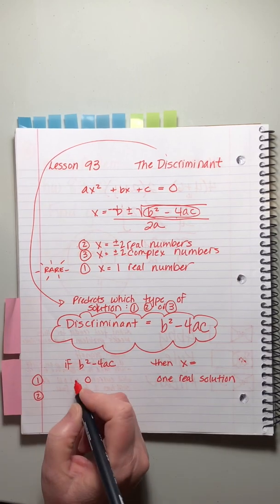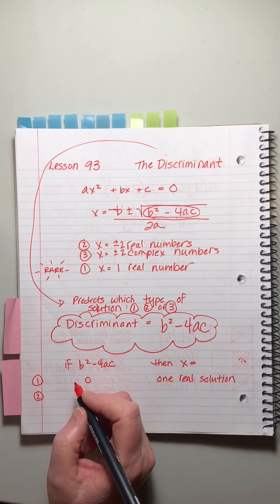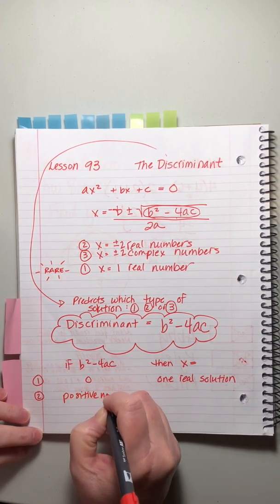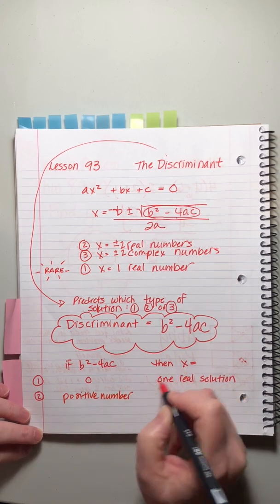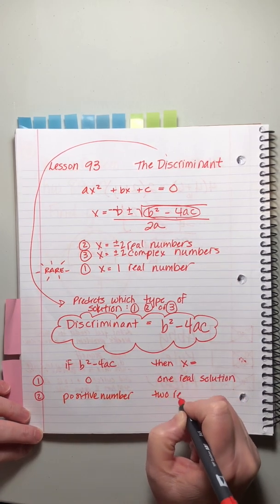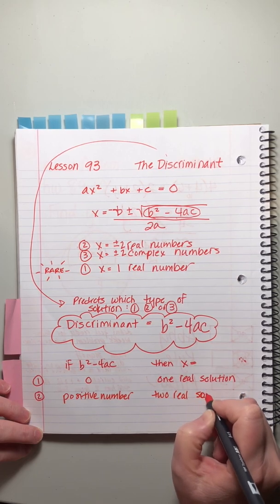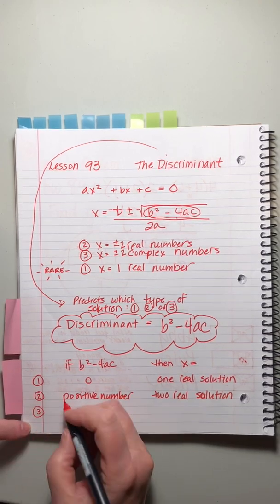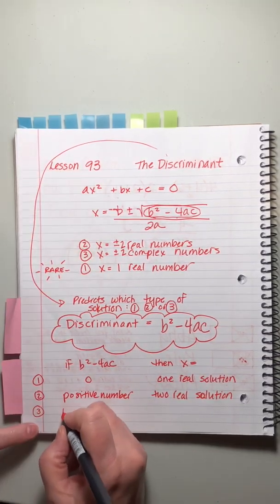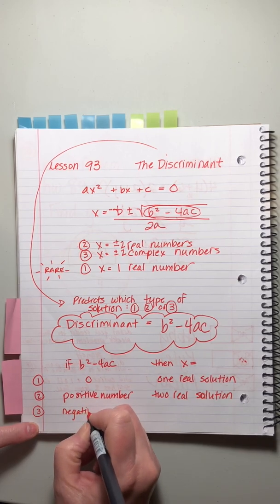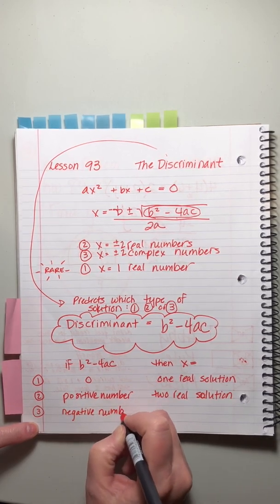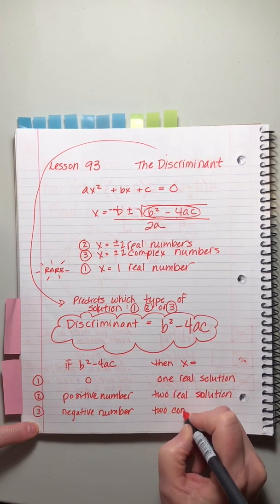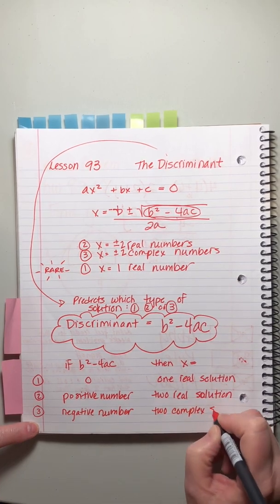If the thing inside a pig house is a positive number, then x will equal 2 real solutions. Real number, again, is what I mean by that. And by now you've guessed, if the discriminant equals a negative number when you simplify it, then that means our answer will be 2 complex number solutions.